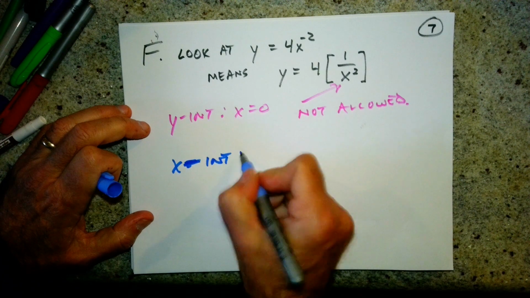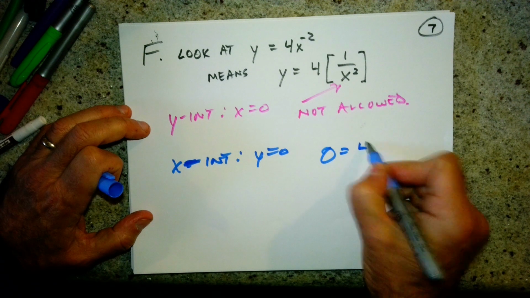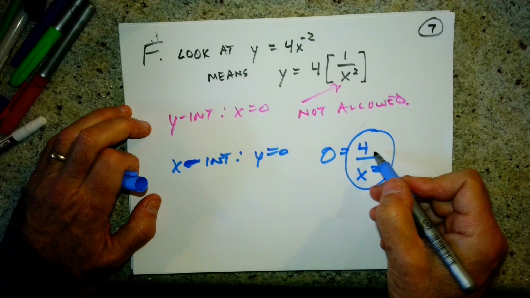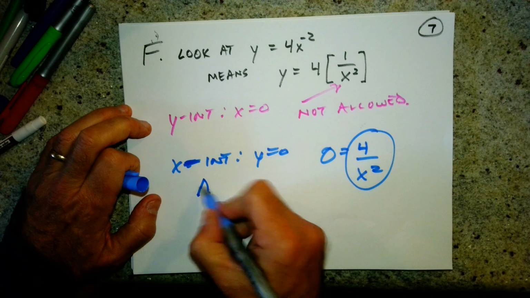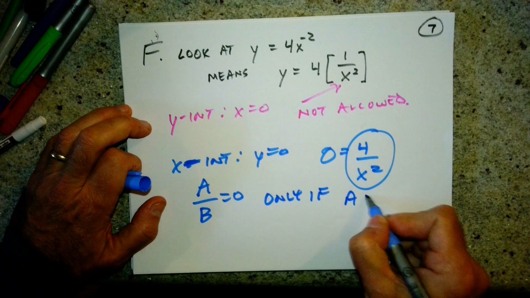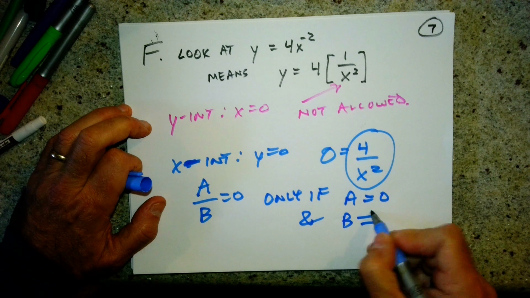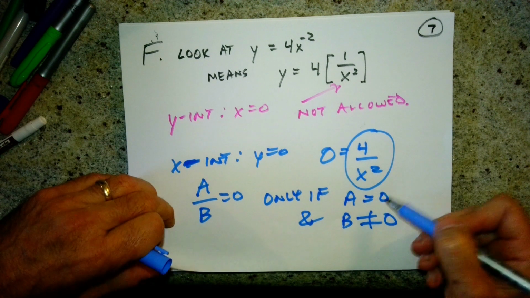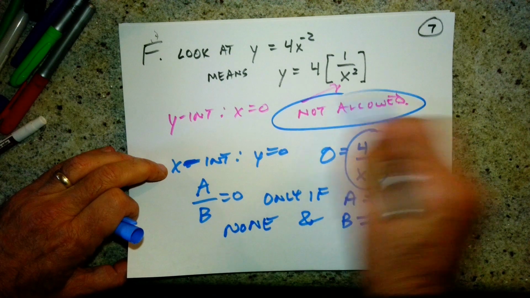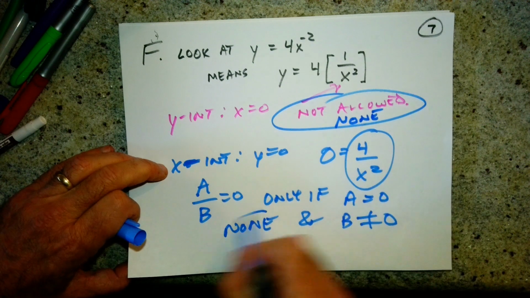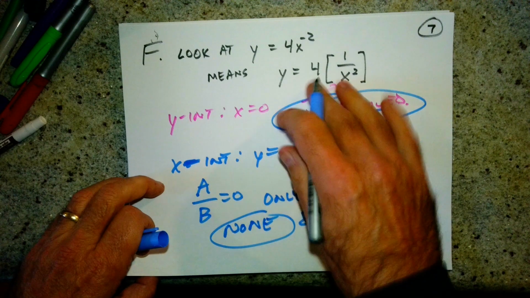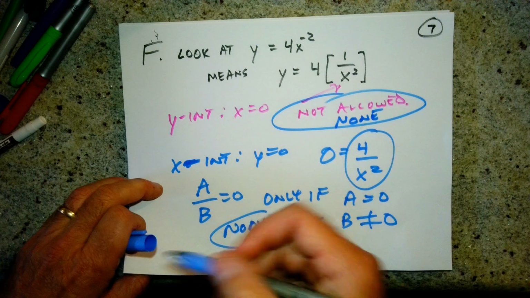X-intercept means y equals 0. So you get 0 equals 4 over x squared. Okay, and I have a fraction, and I'm trying to make it equal to 0. Well, the only way a fraction can be 0 is if the top equals 0 and the bottom does not equal 0. The top here is 4. It cannot equal 0, so there are no x-intercepts. So this graph has no y-intercepts and no x-intercepts, and that's okay. There doesn't always have to be an x-intercept or a y-intercept. You might have one, you might have the other, you might have both, or you might not have either one of them.